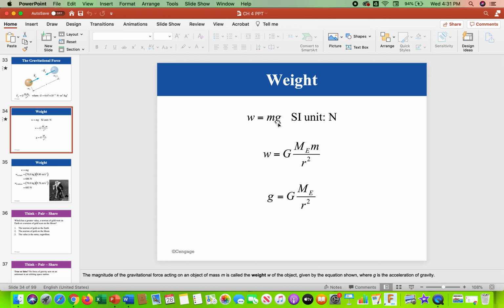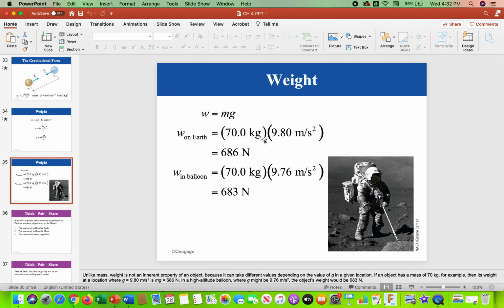Now, this value g only applies right near the surface of the Earth, and we can prove that by setting weight equal to the gravitational force between any mass and the Earth's mass. If you're standing on the surface of the Earth, r is the radius of the Earth. Divide both sides by m, and you get g equals big G times m Earth over radius of Earth squared. That will give you 9.8 meters per second squared at the surface of the Earth. If your radius is bigger, g will be smaller.